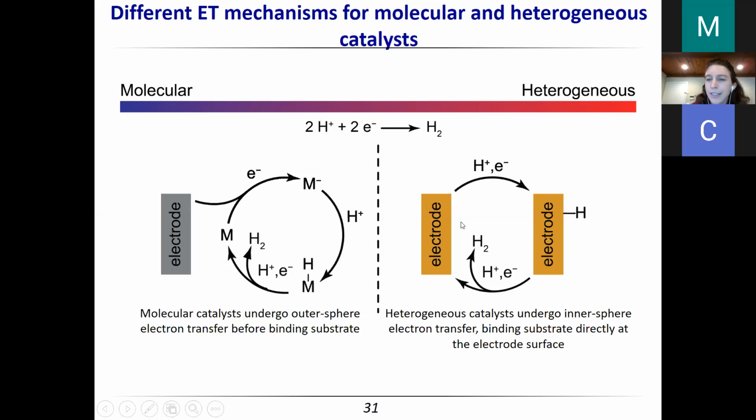When we look at a heterogeneous inner sphere pathway, we would expect that proton transfer and electron transfer have to be concerted, which means we would see rate limiting electron transfer, either the first or second step, and we would also see rate limiting proton transfer. And we can again look at how many electrons were transferred before or at the rate limiting step, and we can look at the reaction order in protons.